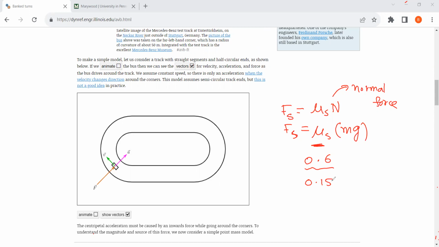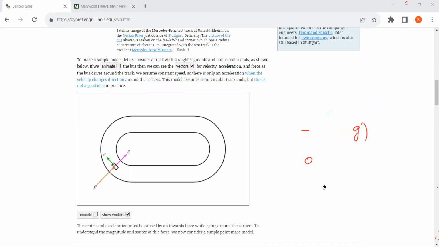So when the coefficient of static friction is much less, you know that the static friction also decreases. When it decreases, there may not be enough static friction between the car tire and the street. So that's why during a rainy day or snowy day we have to be careful when we drive, and especially when you encounter a highway curve.